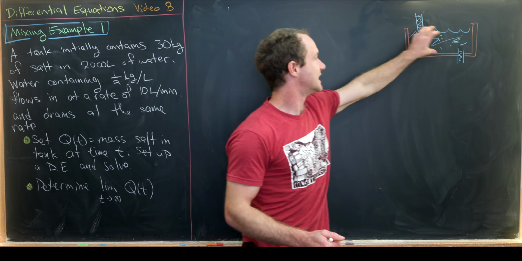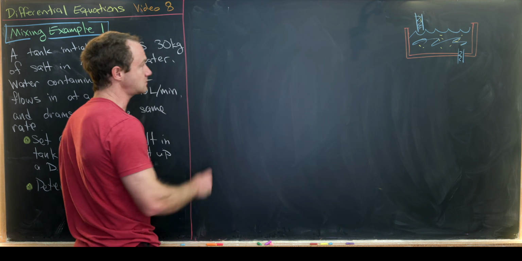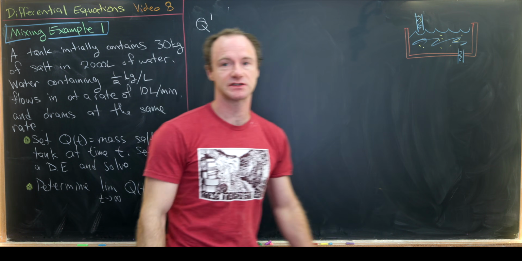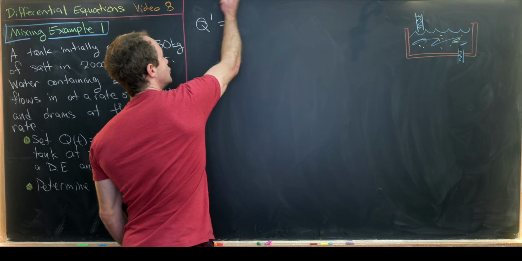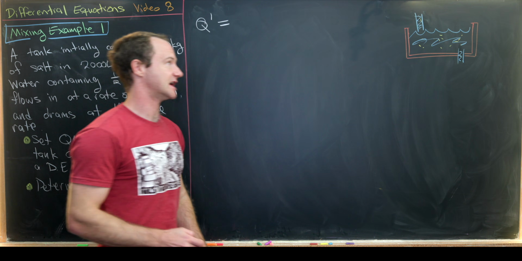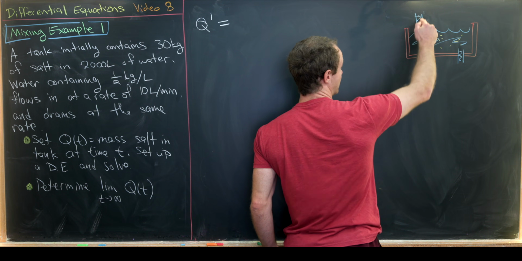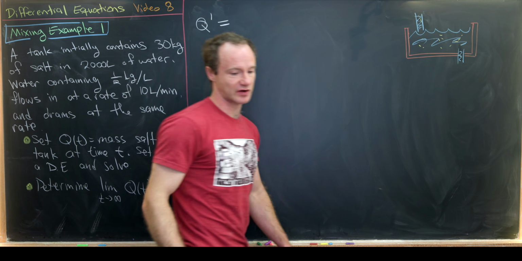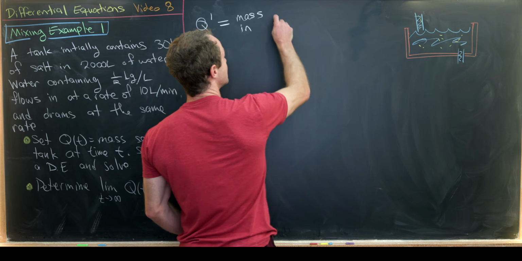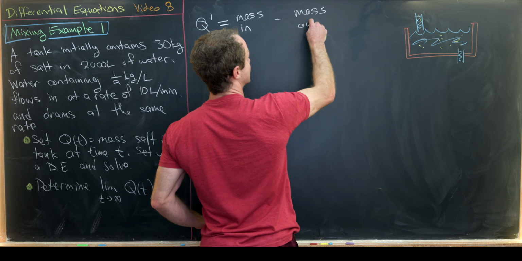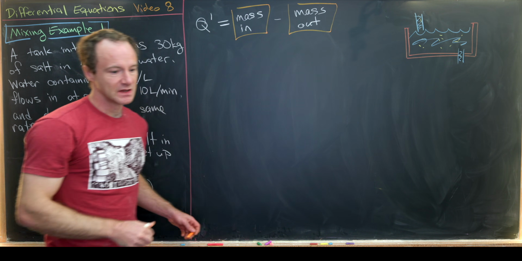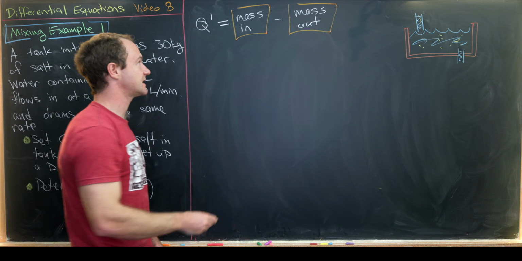Water is flowing in, it's being mixed, and then it's flowing out. Okay, so let's notice that since Q represents the mass of the salt in the tank at time T, Q prime is the change of that mass, but there are two things that are changing the amount of salt in the tank. There's the salt coming in from the flow in, and then there's also salt draining out. So that means we need to consider the mass of salt coming in minus the mass of salt coming out, because that'll be the net change, those differences. Great. And so now we can calculate those pretty easily.